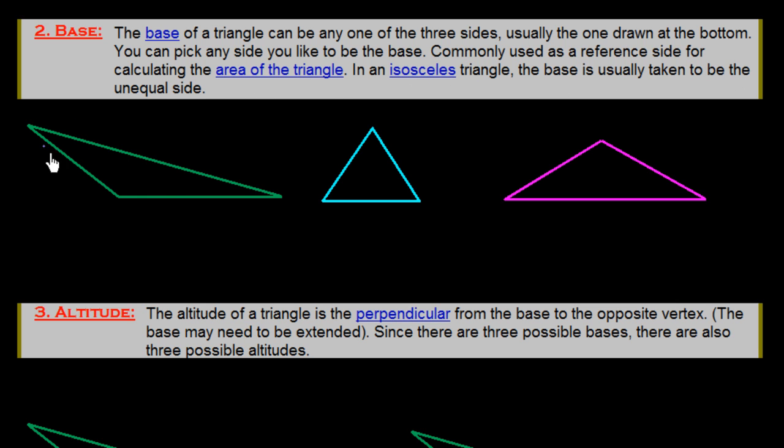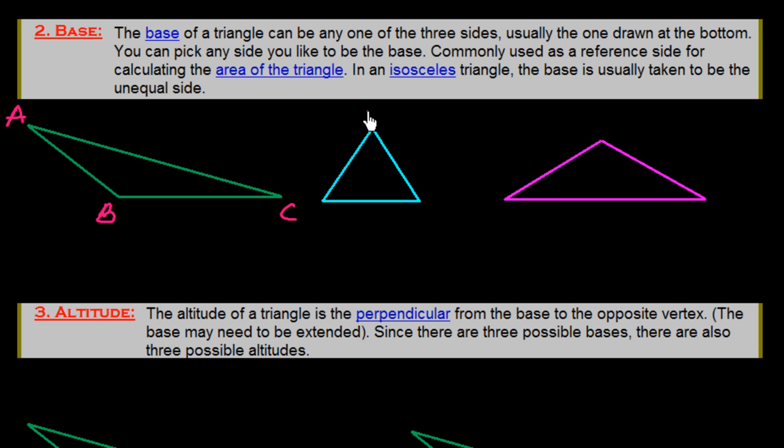So here you see it is an obtuse angle triangle. If I give the names to the vertices A, B, C, you could take any of the sides as a base. You could take BC as base, you could take AB as base, and AC is also a base. I will explain later in the altitude.